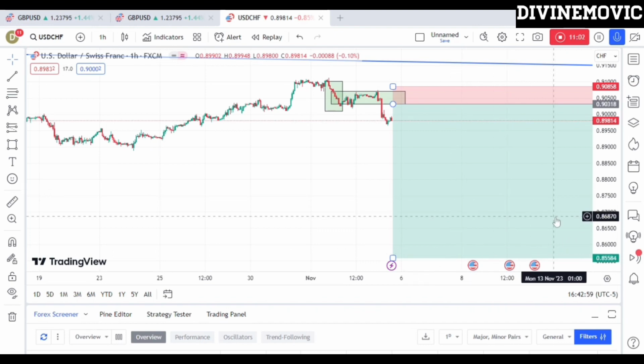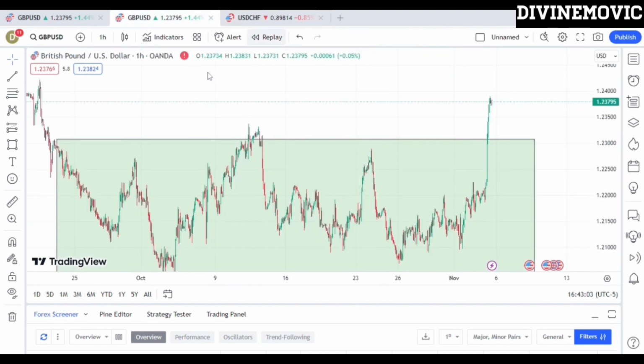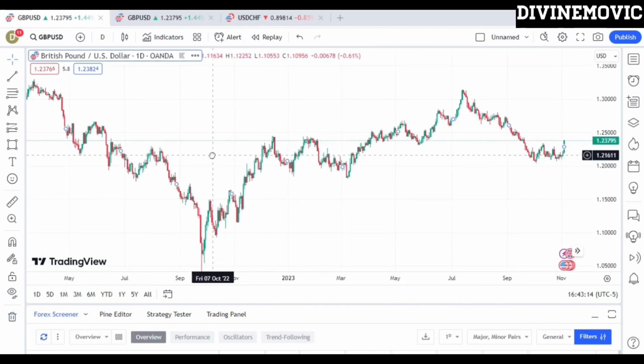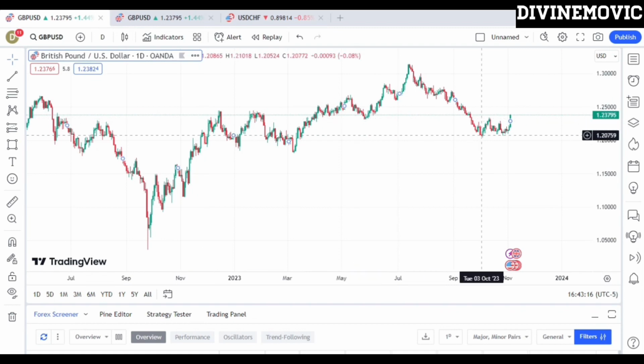Let's go to another one like the GBP USD. I like to trade this pair. We're going to do the same thing. Let me clear the chart. We're going to do the same thing for GBP USD.